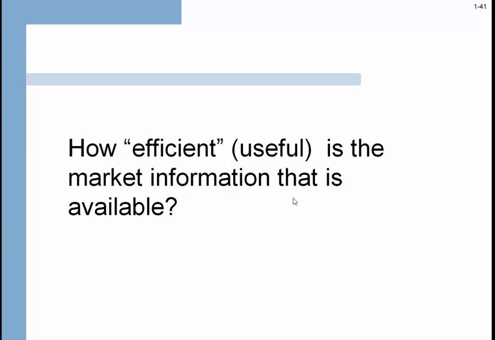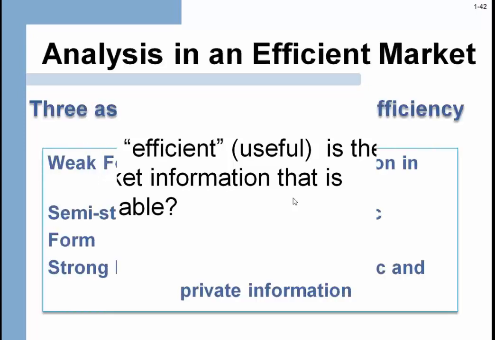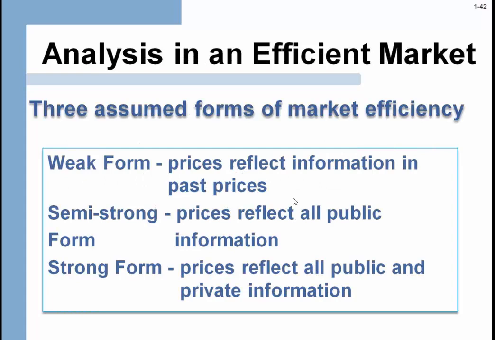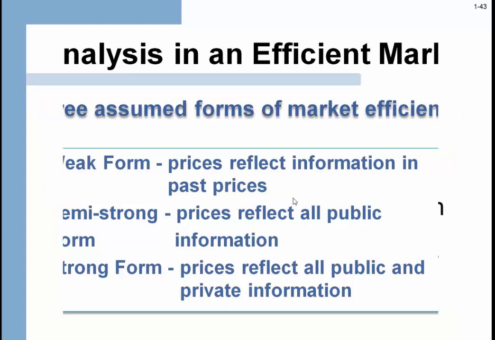And then, how efficient and useful is the market information that is available? So we're going to look at market efficiency. Weak form says that prices reflect information in past prices. Semi-strong says that they reflect all public information available. And strong says that they reflect all public and private information. So each one of those is different as far as the efficient market. And the efficient market is really talking about the value of the stock.